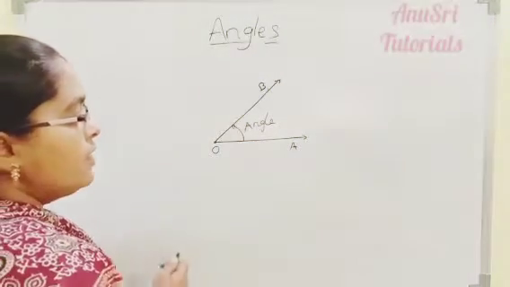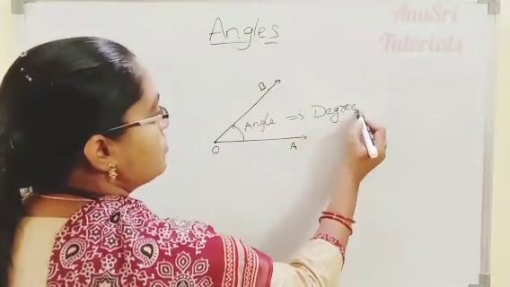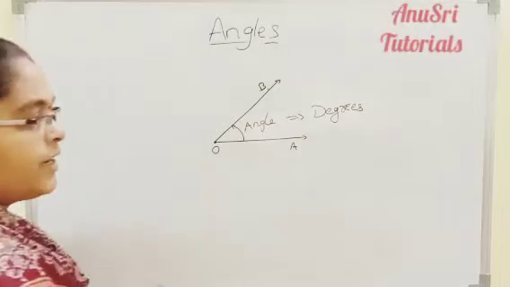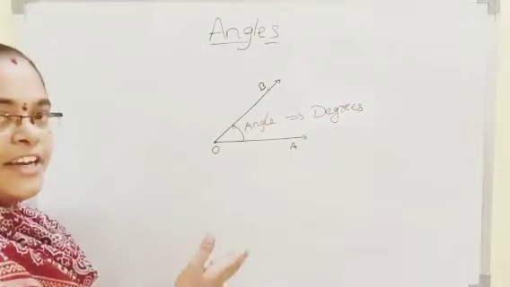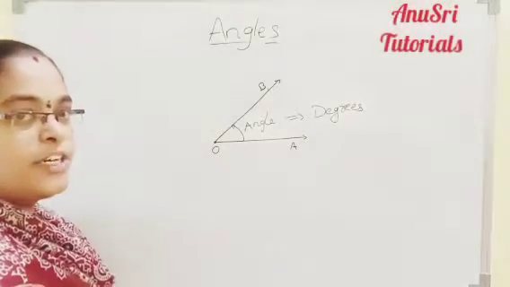And this angle we generally measure in degrees. If you observe in trigonometry, there we use radians also to measure an angle. But here, generally we use degrees only to measure the angle.